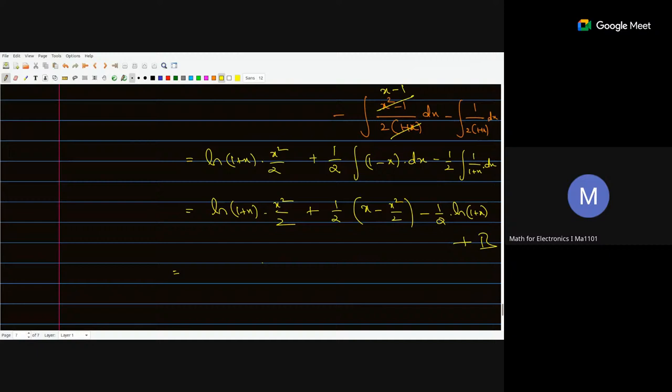Now if I group the terms, this ln 1 plus x terms together, I will get ln 1 plus x into x square minus 1 by 2. So this is x square by 2 and this is minus 1 by 2. So x square minus 1 by 2 plus half times x minus x square by 4 minus x square by 4 plus the constant b.